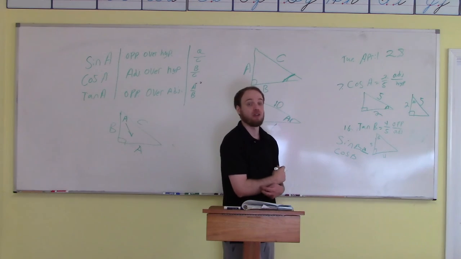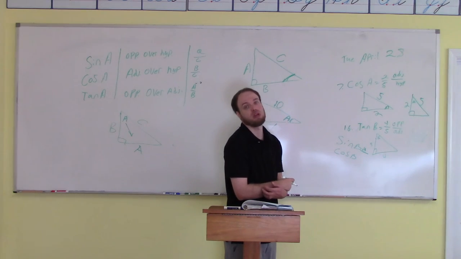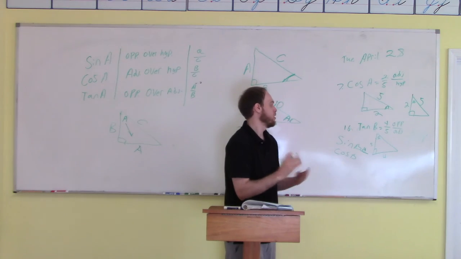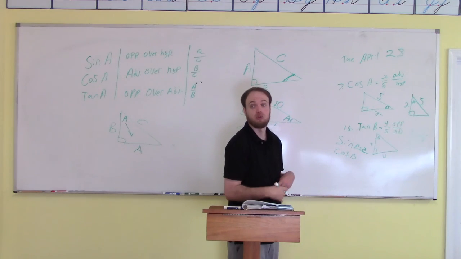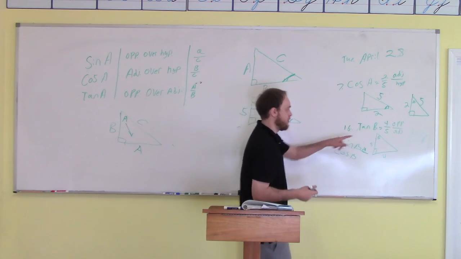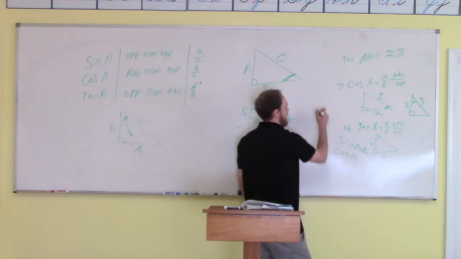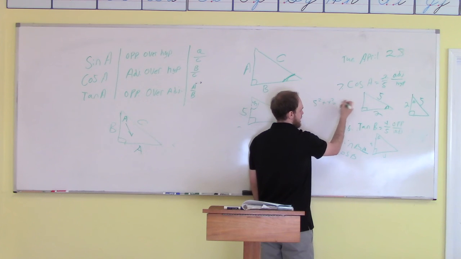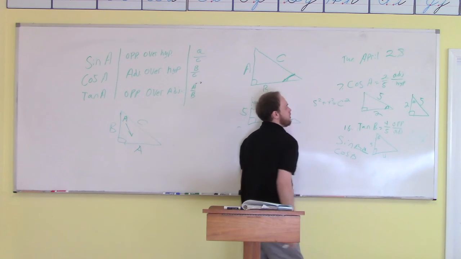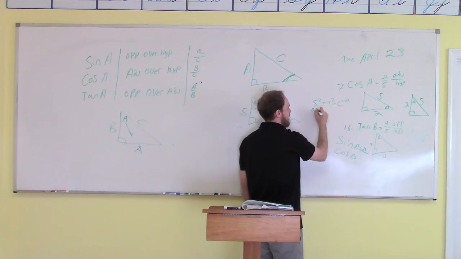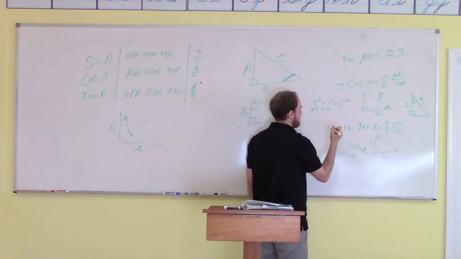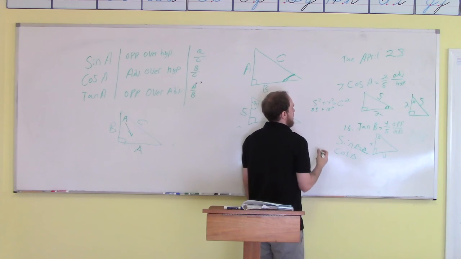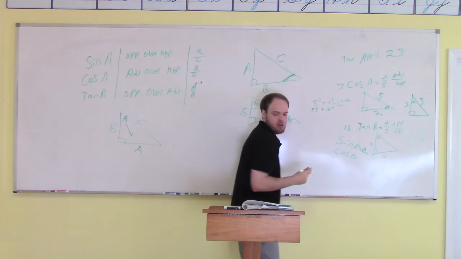I don't know what the hypotenuse is. They didn't give that to me. So how do I find it? How would I find the hypotenuse? Well, it's a right triangle, so we're going to use the Pythagorean theorem. So to find what this hypotenuse is, I would just do 5 squared plus 4 squared equals whatever that is squared. So 5 squared would be 25 plus 16. 25 plus 16 would be what?